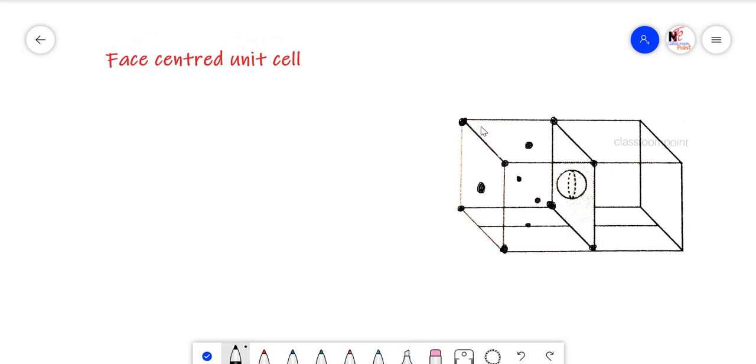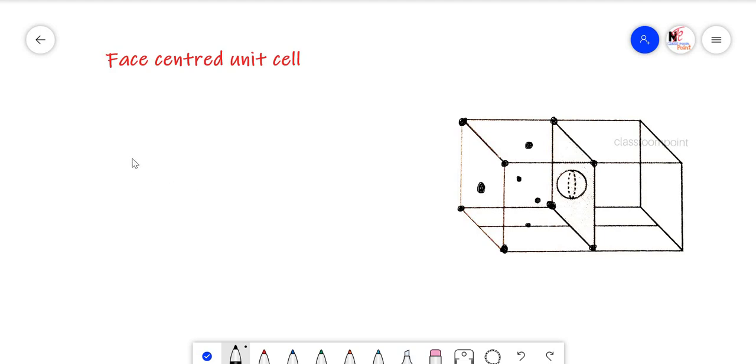In face centered unit cell, the atoms occupy corner positions, means all the 8 corners, as well as center of each face. There will be 6 faces. This is the left hand side face center, and for the front face center, this is the center, and this is the back face center, and this is the top face center, and this is the bottom face center, and this is the right hand side face center. So there are 6 faces.